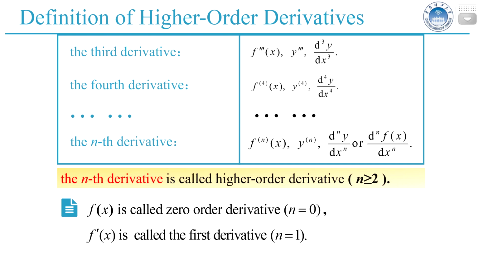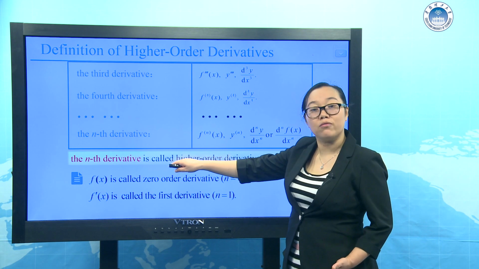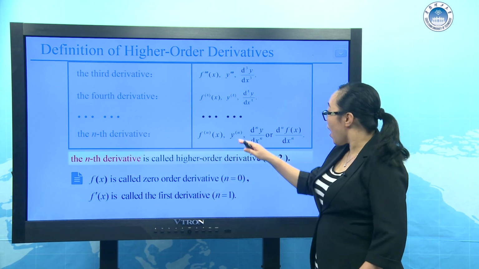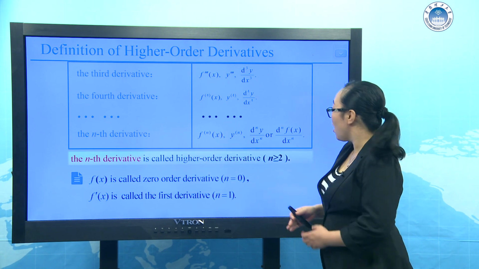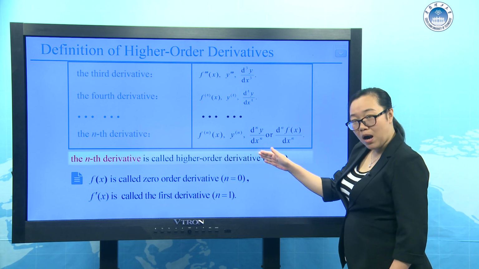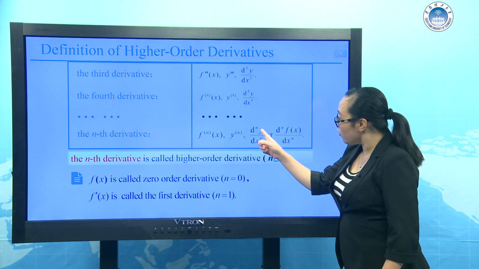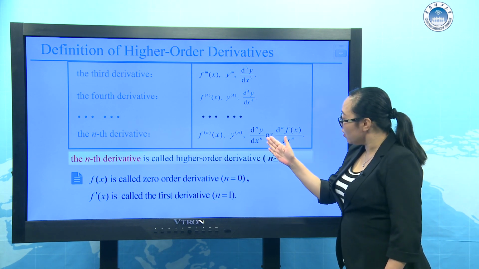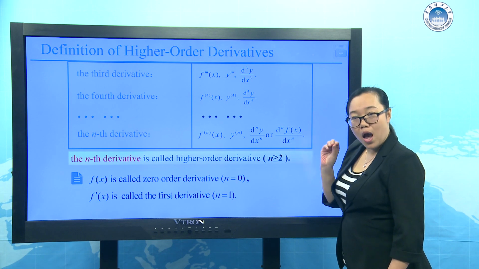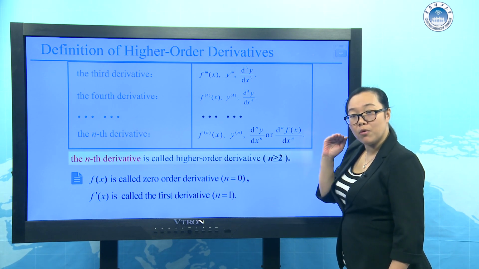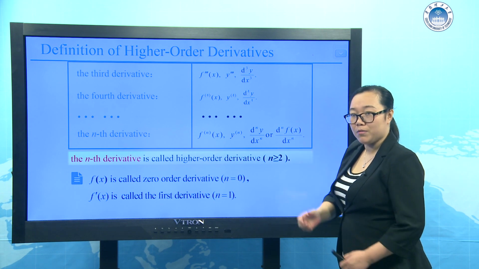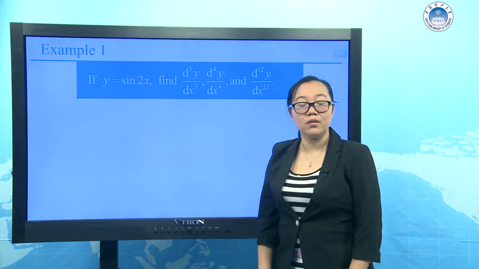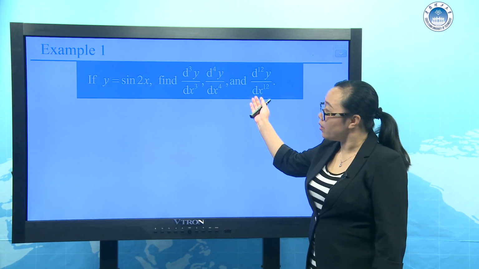Try to understand the definition of the nth derivative. How to get it? Do the derivative n times, f bracket n. How to understand d n power y over dx n power? Pay attention: the first n means n times differentiation, and the n in dx n power means the operation is applied with respect to the variable x, n times. So according to the basic definition, we can do the following examples.